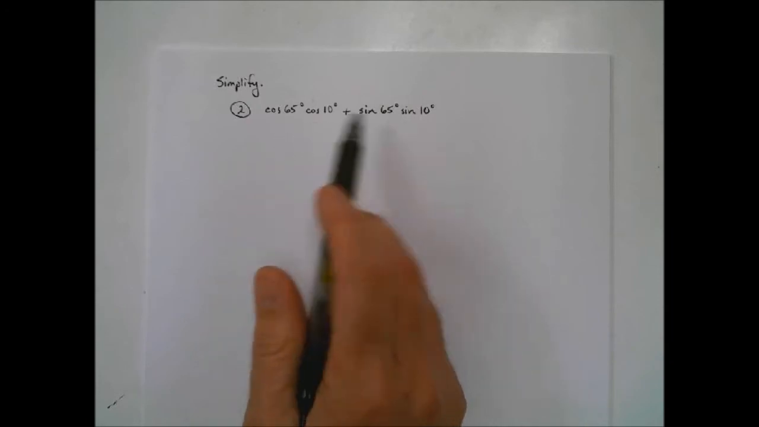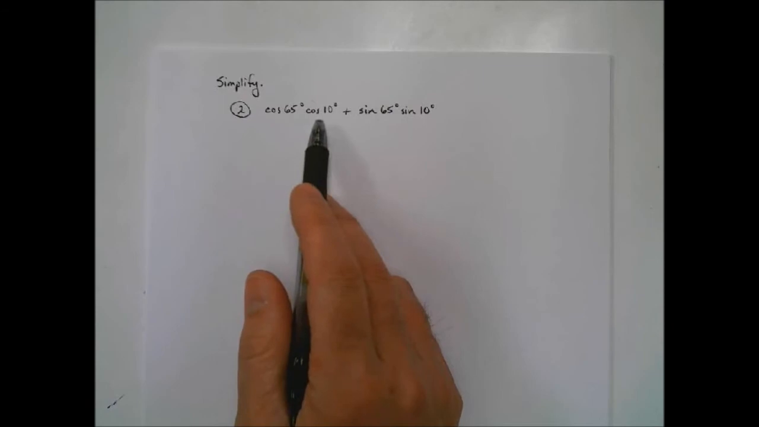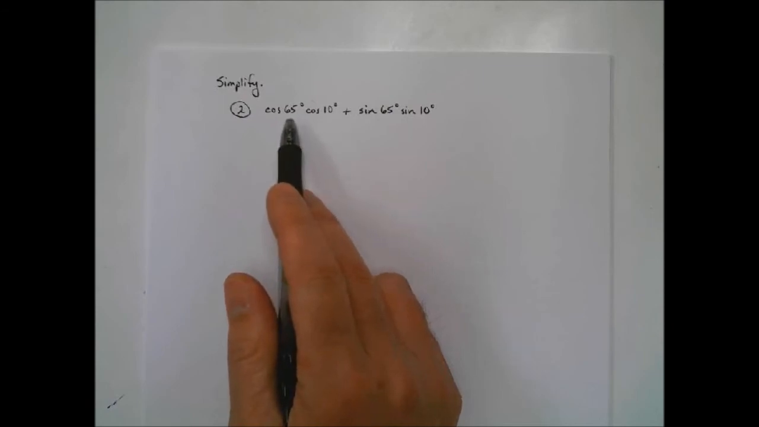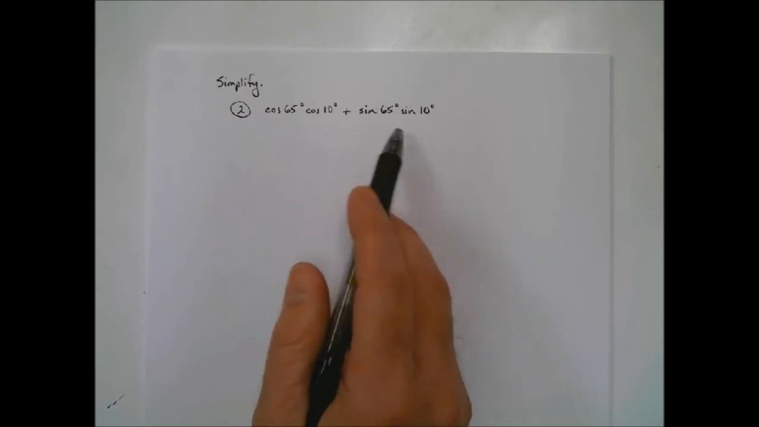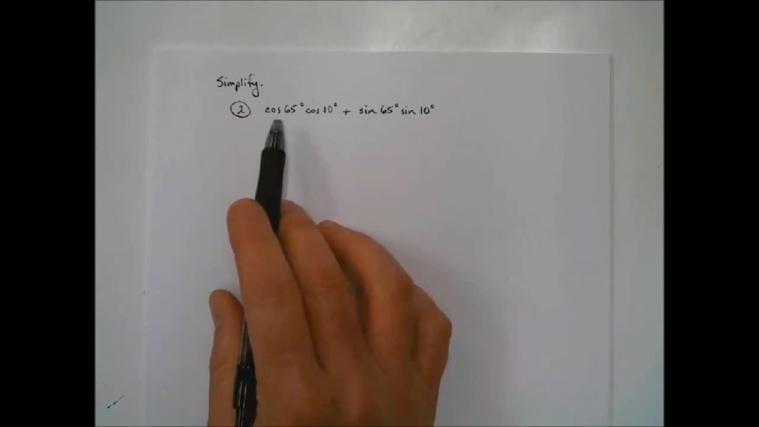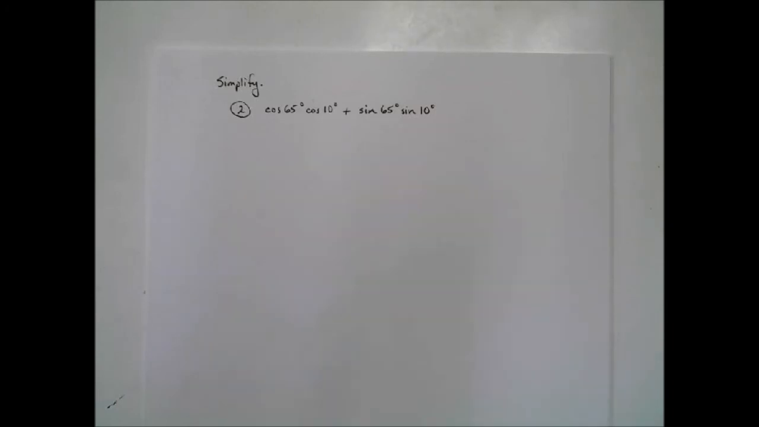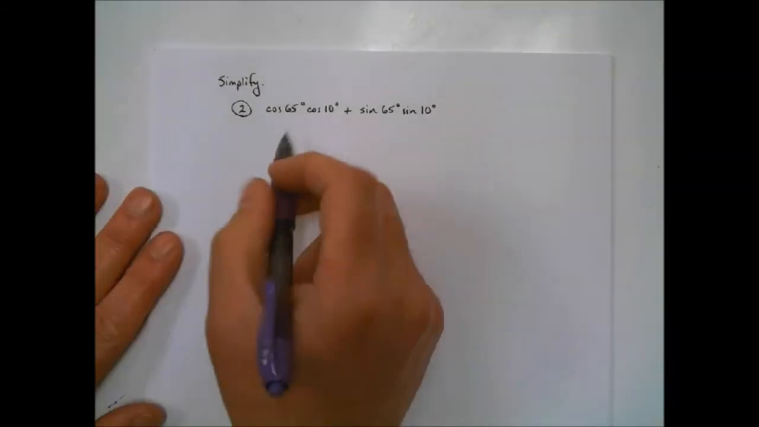If we started looking at the individual components, you're going to see cosine 65 degrees, cosine 10 degrees. We don't know how to work with 65 degrees or 10 degrees. But if we look at the big picture, I've got cos, cos, sine, sine. And we go, oh, cos, cos, sine, sine. That's my cosine of angle addition, or is it subtraction? Well, it's one of those.